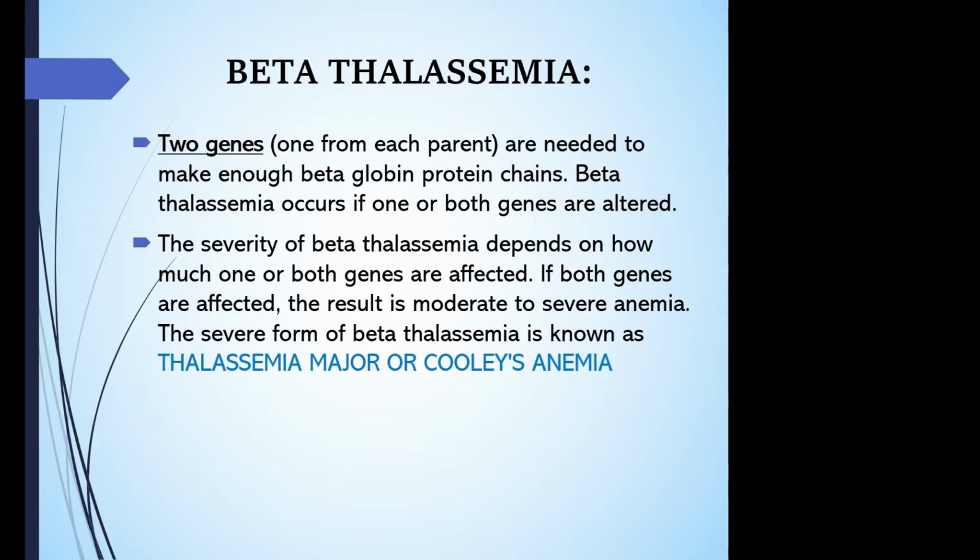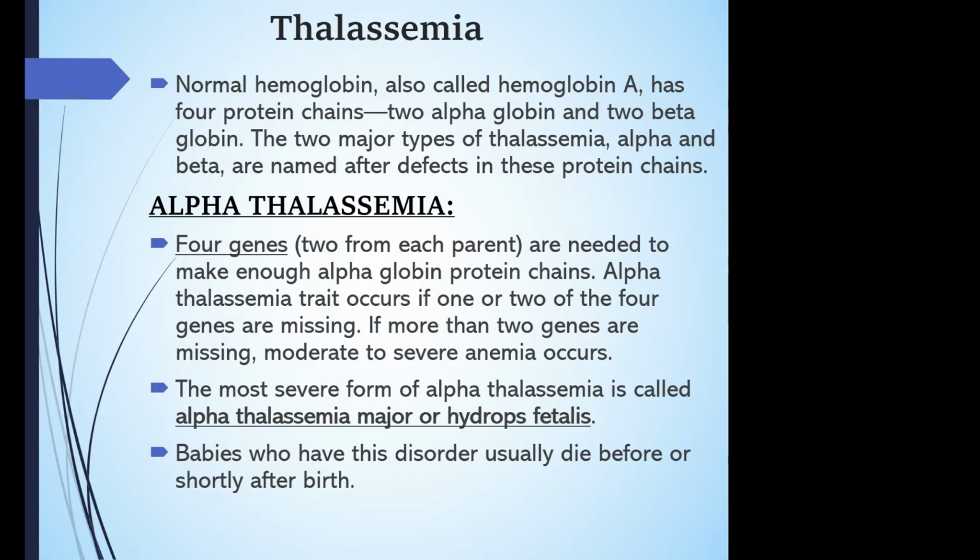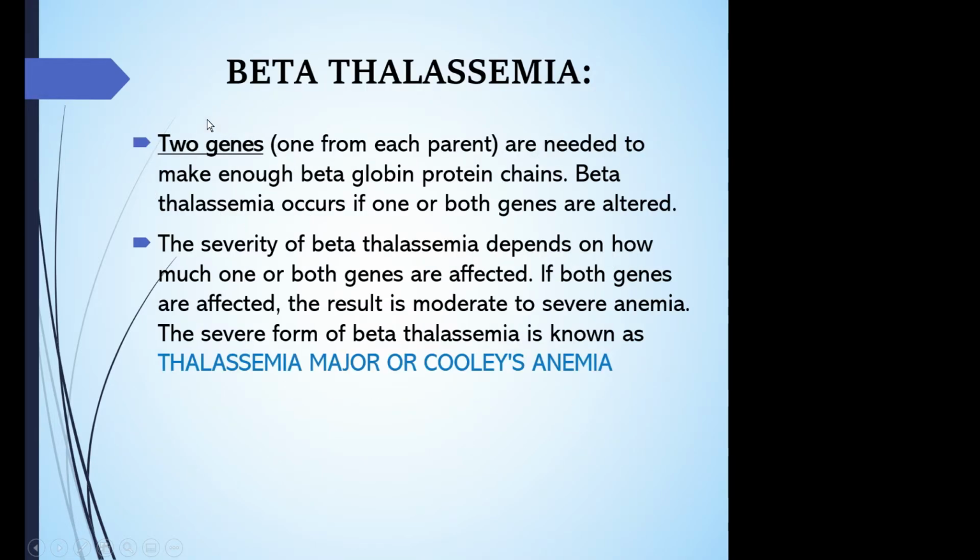Now I will return you to the previous slide. Here we see alpha thalassemia requires 4 genes to make alpha globin protein chains, and if this condition becomes severe, it is known as alpha thalassemia major or hydrops fetalis. So don't be confused with this. Alpha thalassemia is associated with 4 genes, and alpha thalassemia major or hydrops fetalis, and beta thalassemia is associated with 2 genes, and the severe condition is known as thalassemia major or Cooley's anemia.